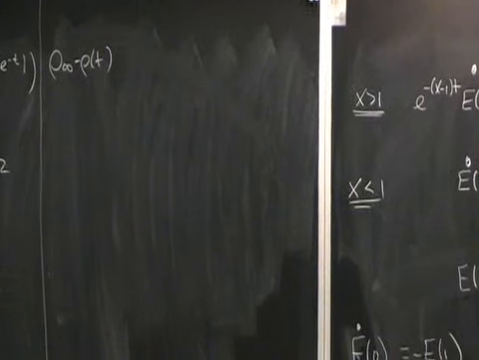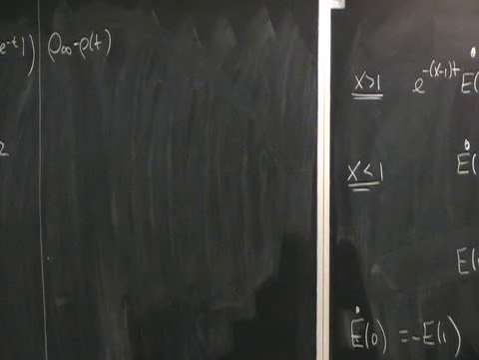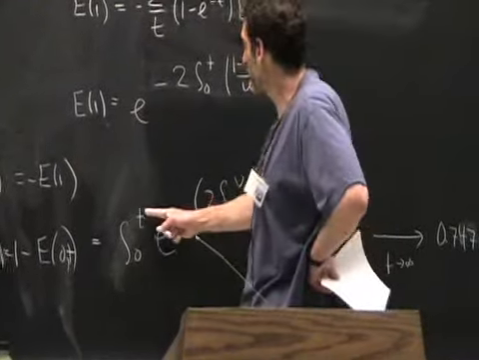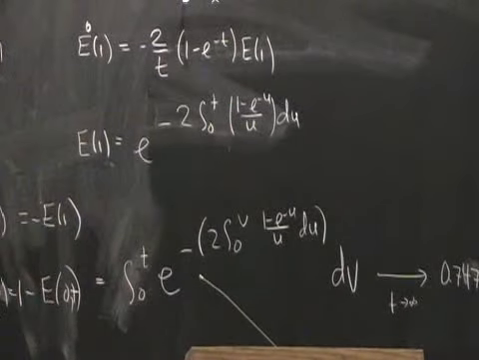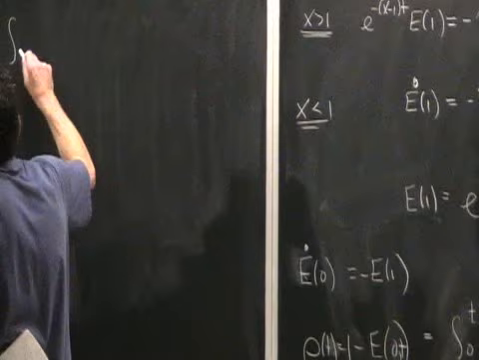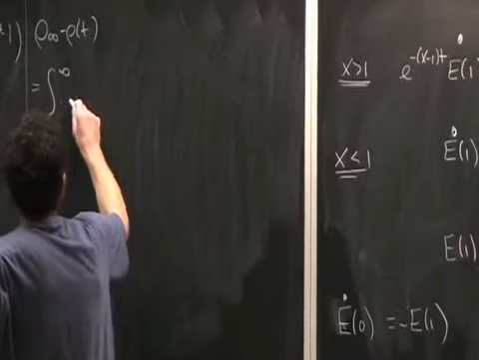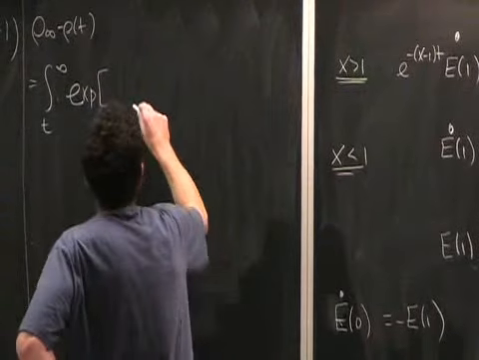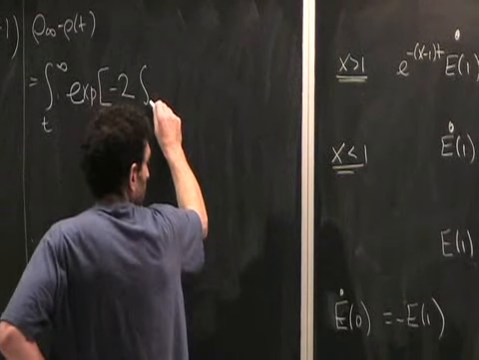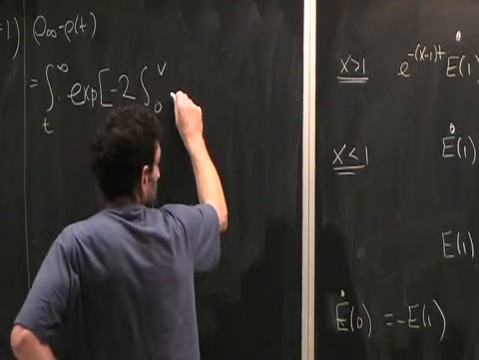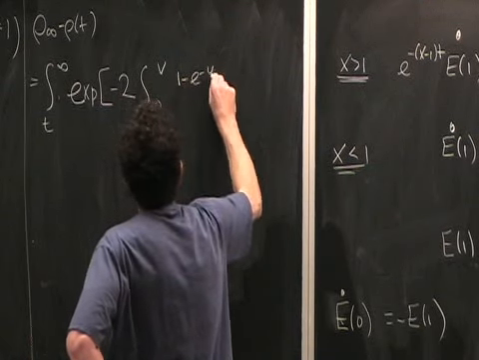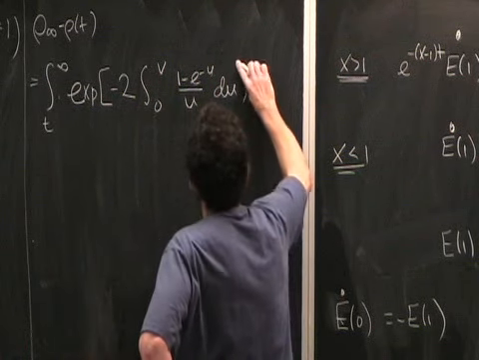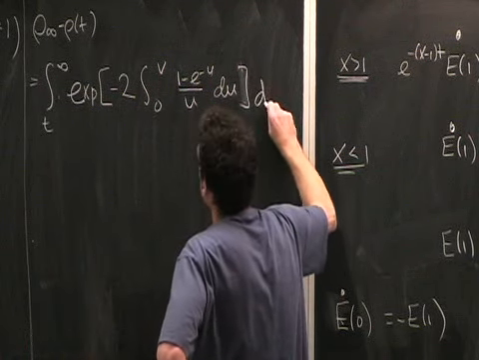So rho infinity, I integrate to infinity. I subtract rho of t, which is integrating to t. So the difference is just the integral from t to infinity of everything here. So this thing is equal to the integral from t to infinity of all this horrible stuff. Let me write it as an exponential. And then I have minus 2 times the integral from 0 to v of (1 minus e to the minus u) over u du, and then the whole thing dv.